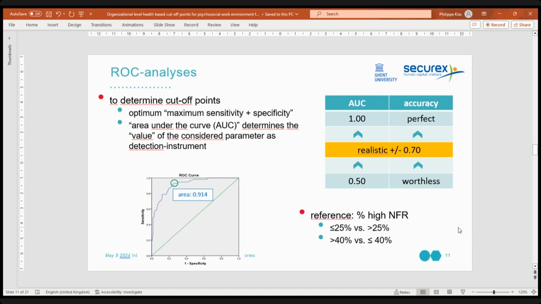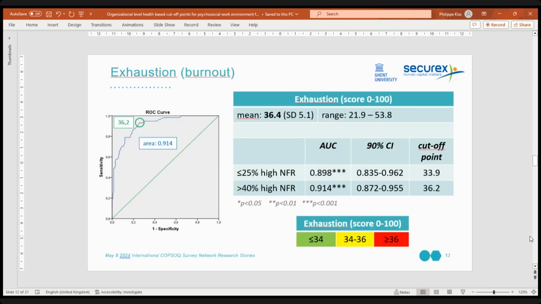sets of ROC analysis, one to calculate cutoff points to be in the very good group, and a cutoff point to belong to the very bad group. I won't go into detail for the 18. I show you here the exhaustion, which has a very strong relationship with need for recovery. Of course, exhaustion is a consequence of being fatigued.